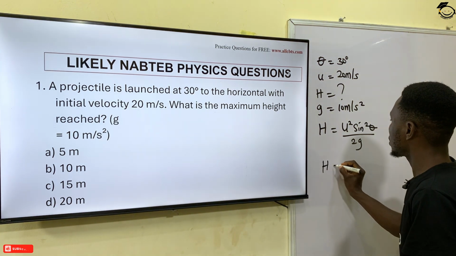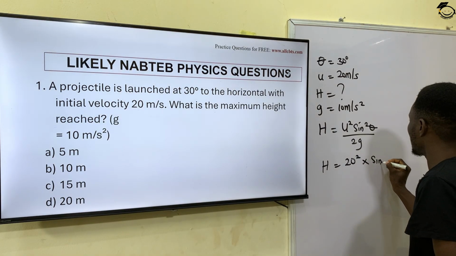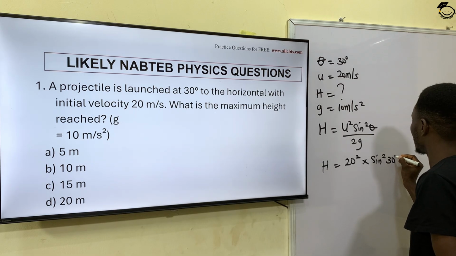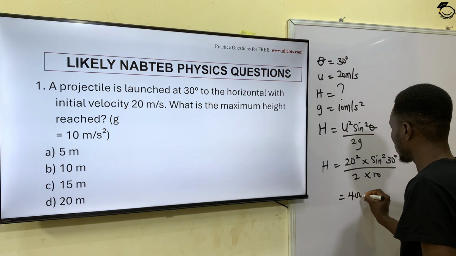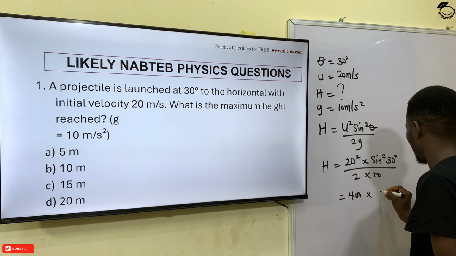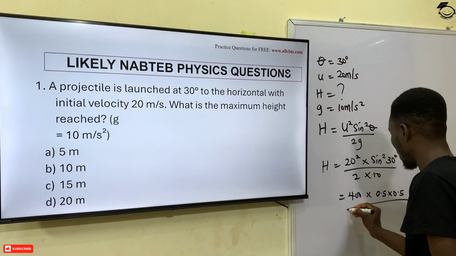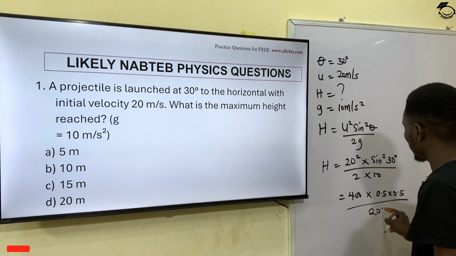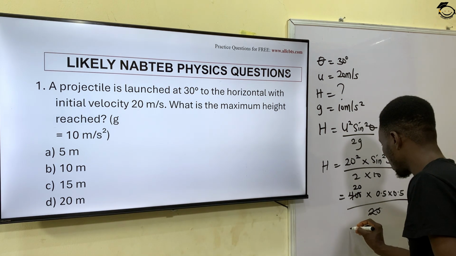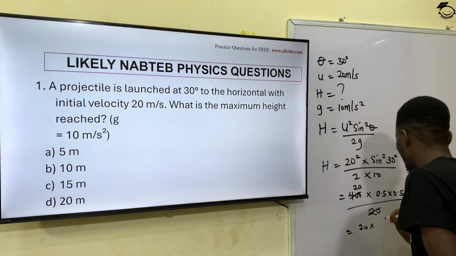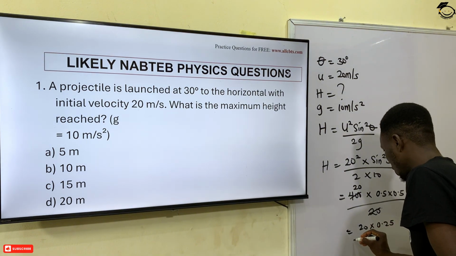So this means that my h is equal to, my u there is 20, so this is squared, times sine squared 30 degrees divided by 2 times 10. So this will give me 400 times, sine 30 is 0.5, times 0.5, divided by 20. So this 20 here will cut this and I'll get 20. So I'll get 20 times 0.5 times 0.5 will give me 0.25, which is the same as the thing that I have.